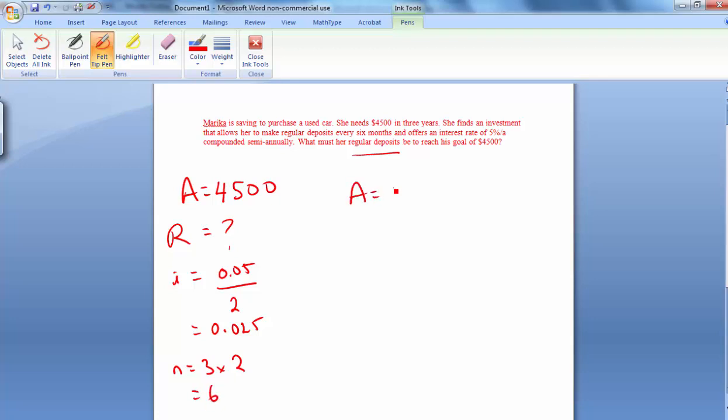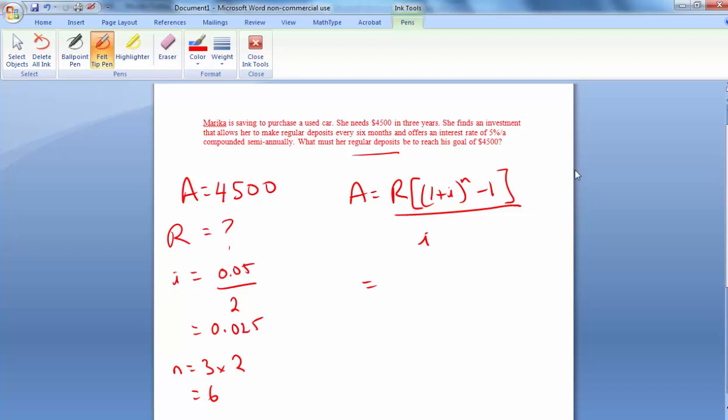A equals R, big bracket, 1 plus I to the N minus 1, all over I. Now be careful. These questions are all saying future values. In 3 years I want $4,500, or I'm going to have $4,500 in 3 years.